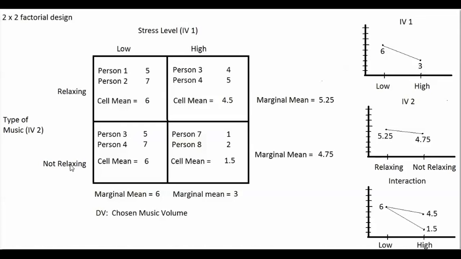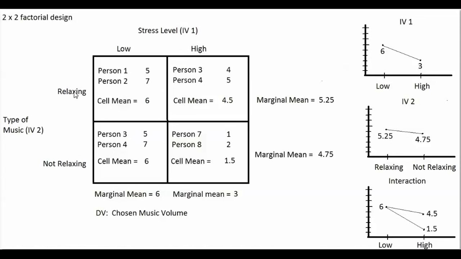In the not relaxing condition, I would expect the participants in the high stress condition to choose a low volume, because if they're highly stressed, they don't want to be listening to loud music that's not relaxing. So that's why I think this mean would be such a low number. They'd be choosing a low volume.